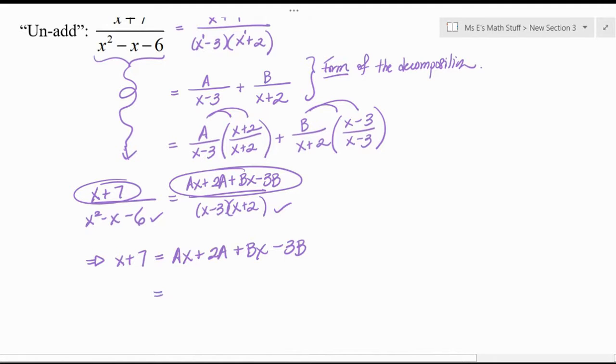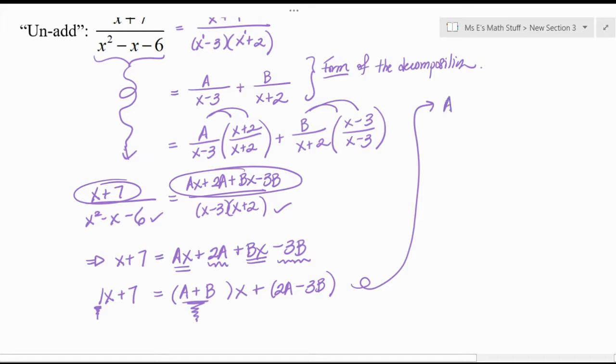Okay, now from here on the right side, you're going to group the x terms together. I recommend factoring that x out, and I'm going to factor it out on the right side. So you'd have a plus b x's. And then the terms that don't have x's, those would be grouped together as constants. And for the x plus 7 that you see on the left side, let's write it as 1x plus 7. And why did we do that? Because if we want these two expressions to equal each other, then the number of x's on the left side is 1, and the number of x's on the right side is a plus b, which means that we would need a plus b to equal 1. And the constant term on the right side is 2a minus 3b, and the constant term on the left side is 7.